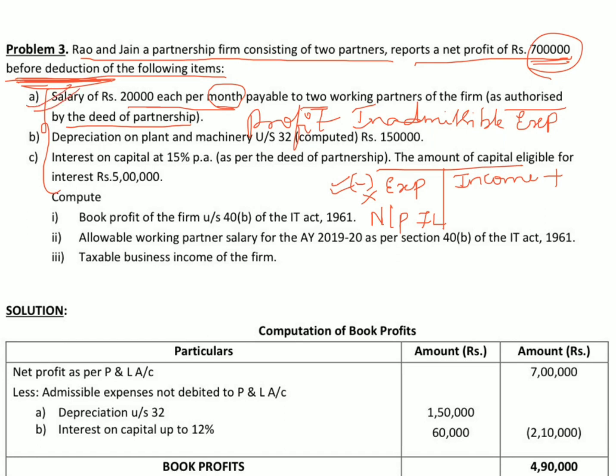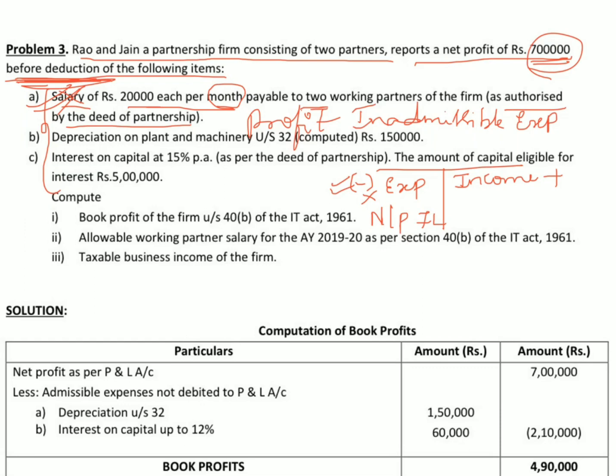I repeat, if they have specifically stated before deduction, then they have not considered salary on the debit side of the profit and loss account. And if they have not considered it, then it is actually correct. So we will ignore it.